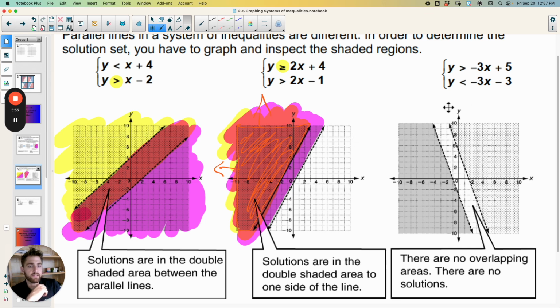And then lastly, you have a situation like this, where I think it's a little clearer to see, so I'm not going to highlight it. Here the area to the left of this, or under this line, is highlighted, and then above is highlighted, but there's no area that's highlighted twice. There's no overlapping area. So in this case, there would be no solutions to this problem.